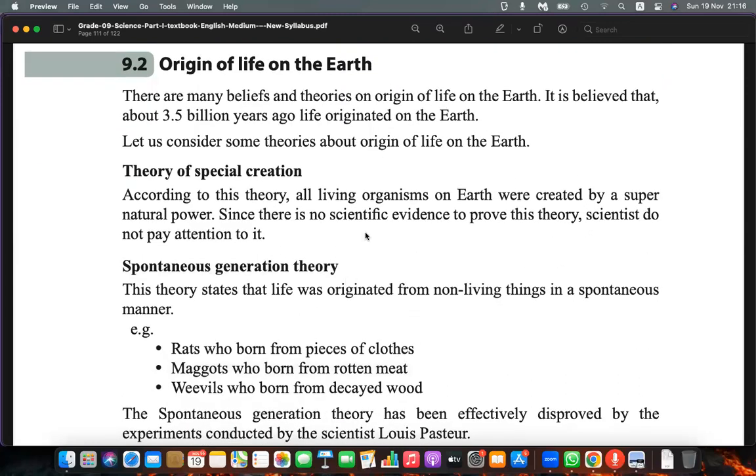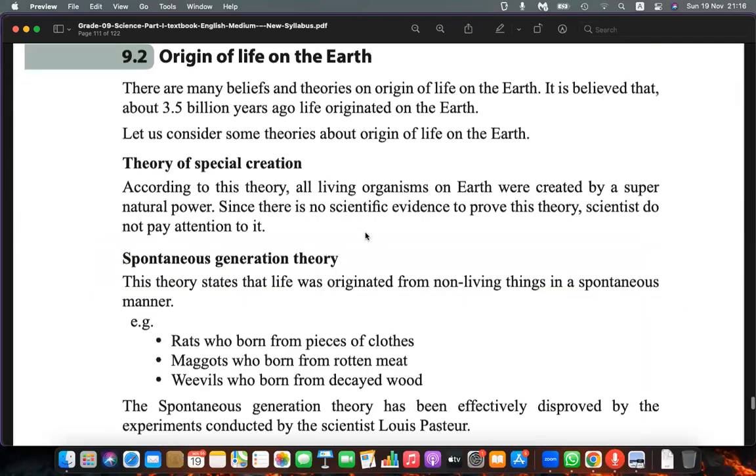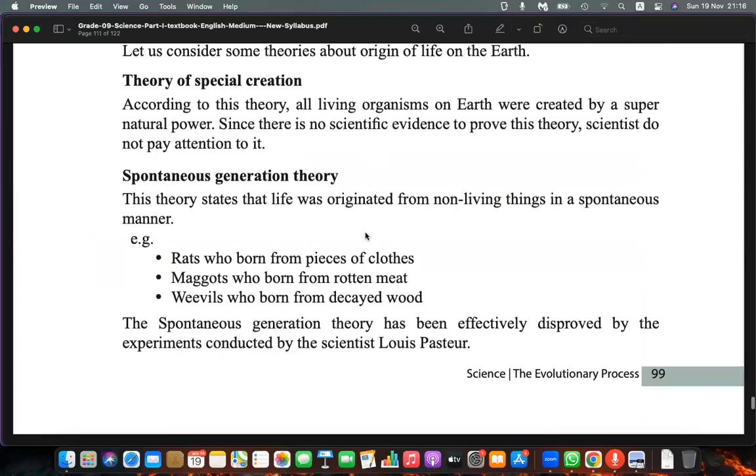Right, according to this, there are different theories about living beings and how they came to be. One is the theory of special creation. According to this theory, all living organisms on Earth were created by a supernatural power, God, call it God.